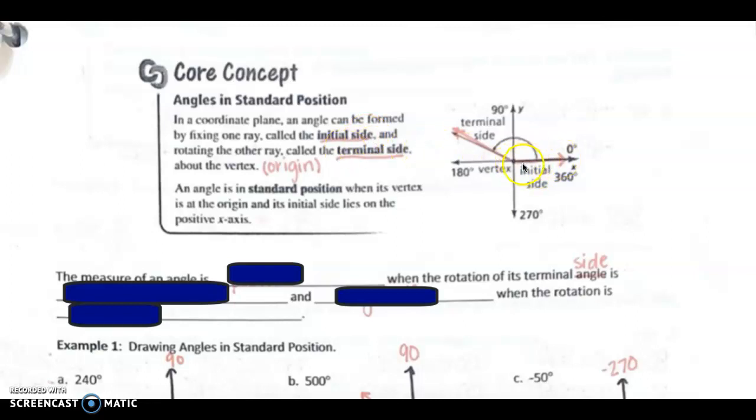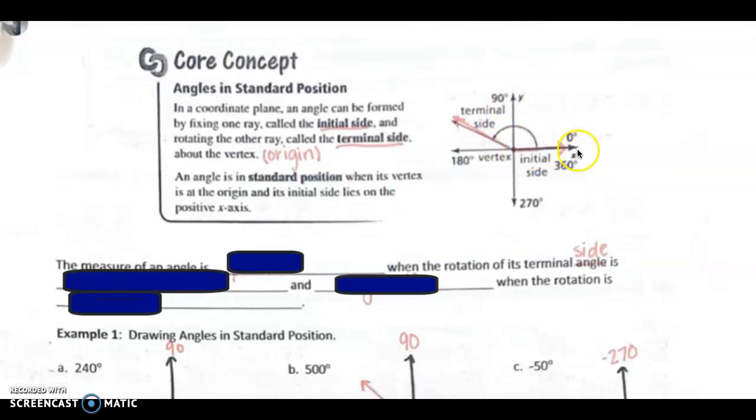The initial side always lies right here on the positive x-axis. And then your terminal side is the side that terminates your angle. So that's where it ends. You'll always draw the terminal side differently, but the initial side is always right here.